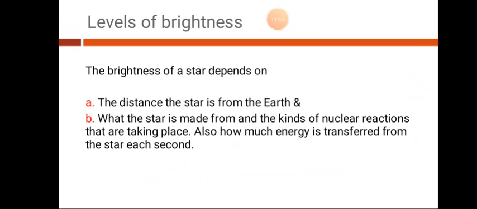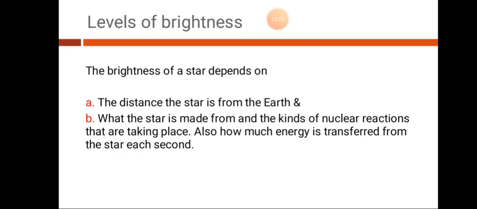Now next is the level of brightness. What do we interpret when we look at a star? When a star is very bright, what does it mean? And when some other star is not that bright, what should we interpret? So the brightness gives the distance of the star from the Earth. It gives us the information regarding how far the star is from the Earth.